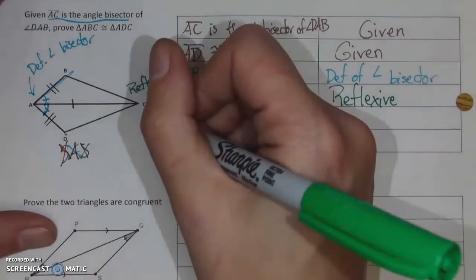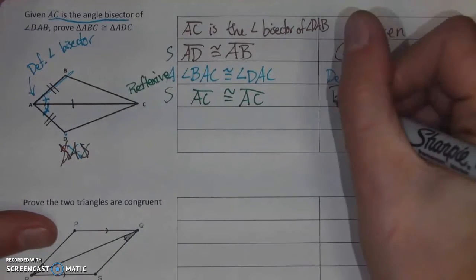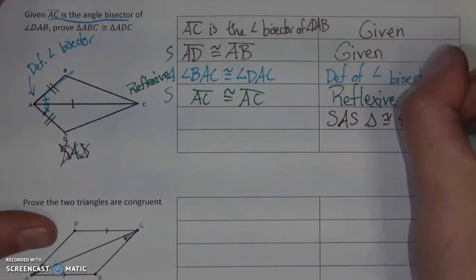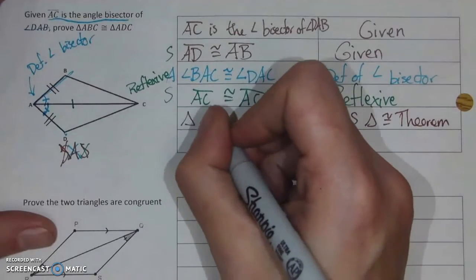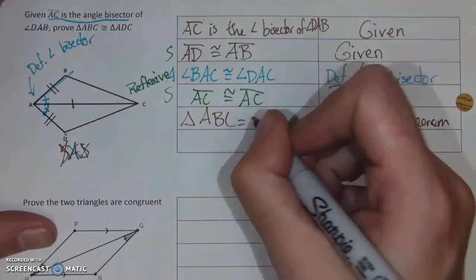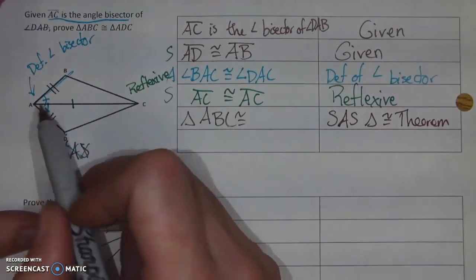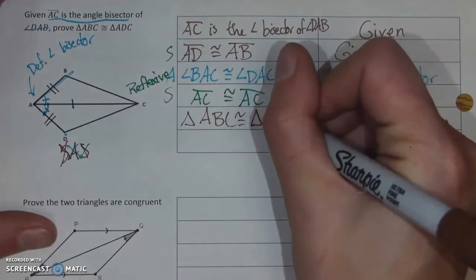of congruence. And since I've now done SAS, I can go ahead and say the overall triangles are congruent according to the SAS triangle congruence theorem. Just watch your corresponding points. ABC is going to be congruent to ADC, where B and D are the only points that are swapping out.